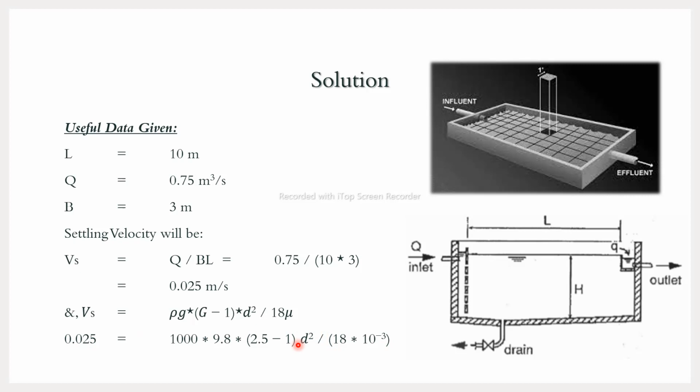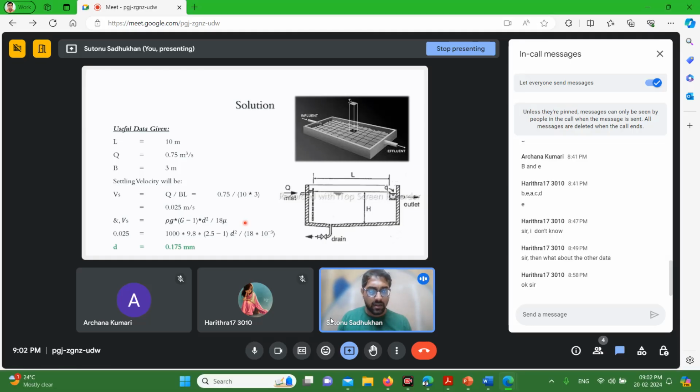You take this entire thing to the left hand side and take the root, and you get the value of the maximum particle diameter as 0.175 millimeter. Hope if you know the formula, it will be easier for you to understand the problem. Otherwise, anyways, I will derive the formula. I just told you the force balance, right? You do it yourself. Check whether you can derive this formula or not.